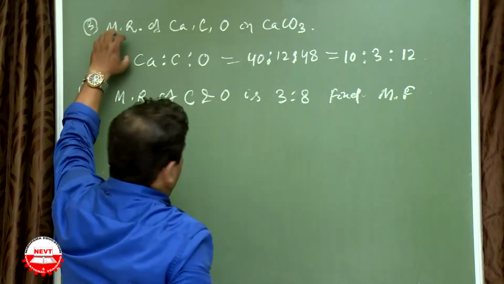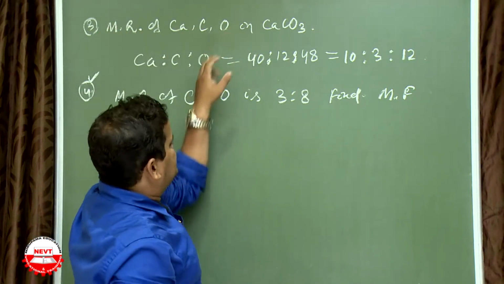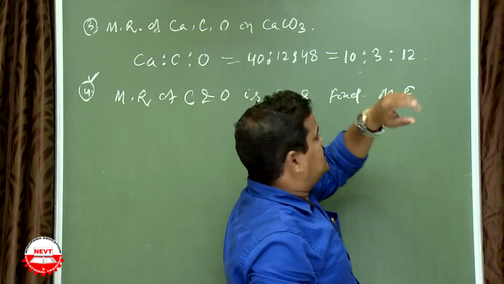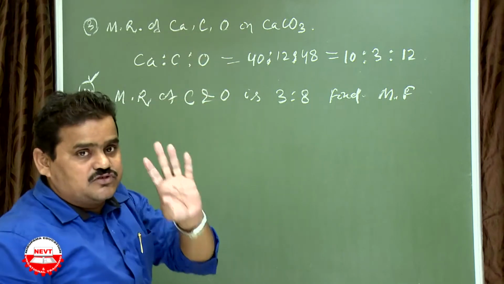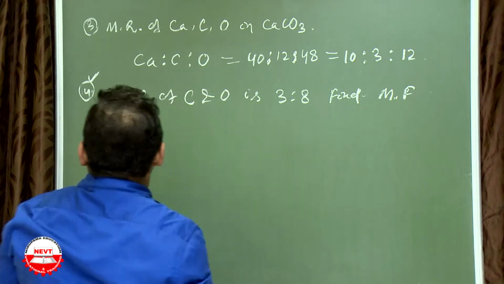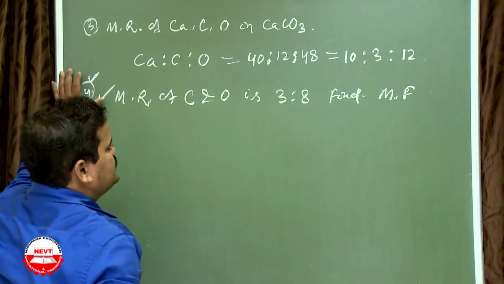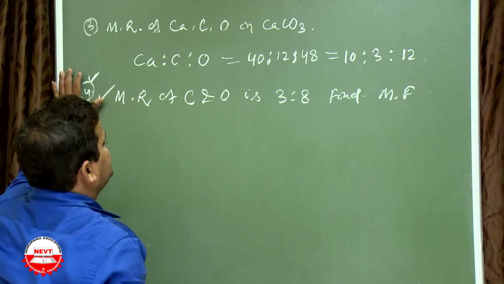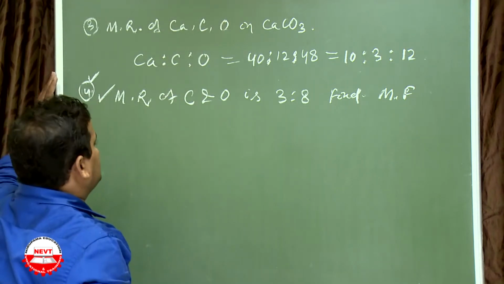Or we can do this question also, and another question also. That means here you found the mass ratio, you got this. Now my question is, the mass ratio is given, find the molecular formula. A 3-mark question will come like this, okay? So first we will do this. The mass ratio of carbon and oxygen is 3:8, find the molecular formula. How to do this? By making a table, try to solve it.